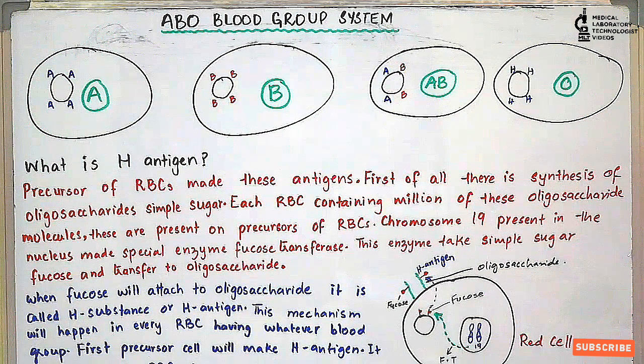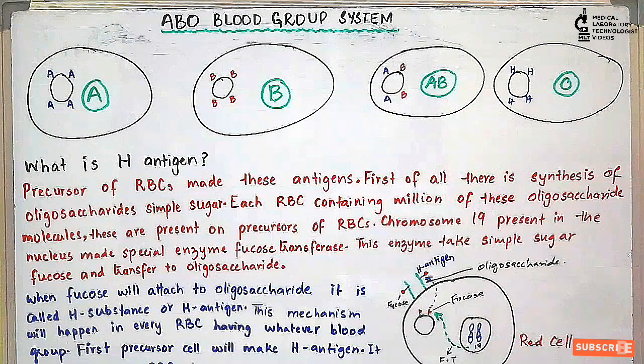And if a person has B blood group, they have B antigen on their red cells. Similarly, if a person has AB blood group, they have A antigen and also B antigen on their red cells. But now the question will come: if a person has O blood group, then which antigen is present on their red cells?